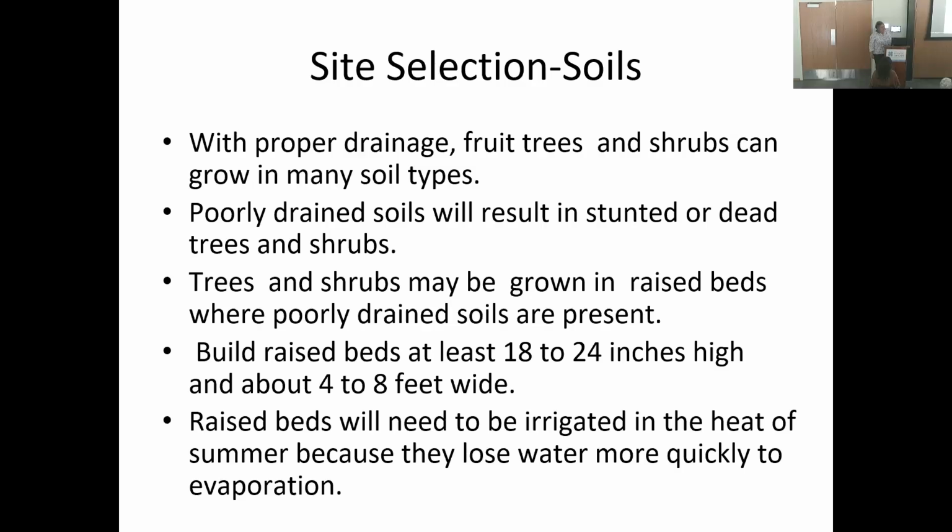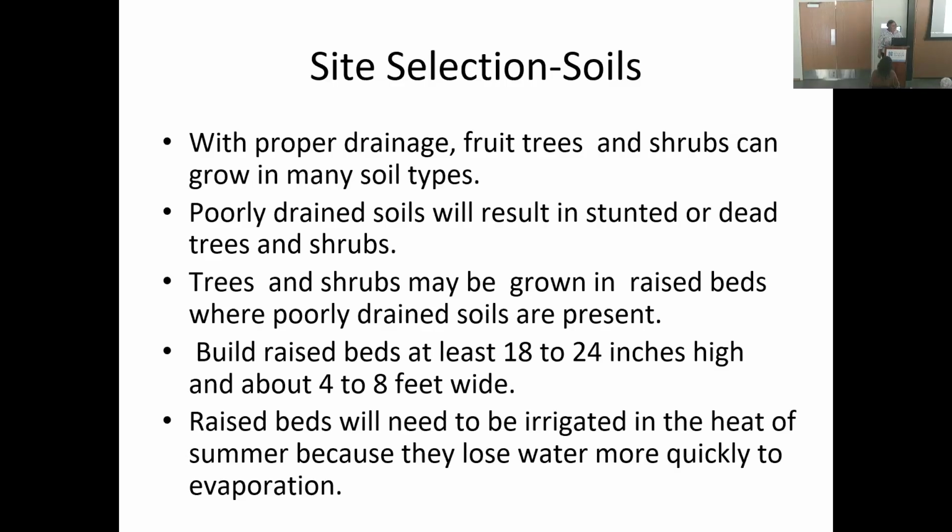So with proper drainage, fruit trees and shrubs can grow in many types of soil. These native plants have adapted to live in many different kinds. Many of them are found growing in bogs. Some of them are found growing in rocky areas. And so we can sort of replicate that in our gardens. They don't do well in poorly drained soils, except for blueberries, let me say that, although they are going to produce better with a better drained soil.